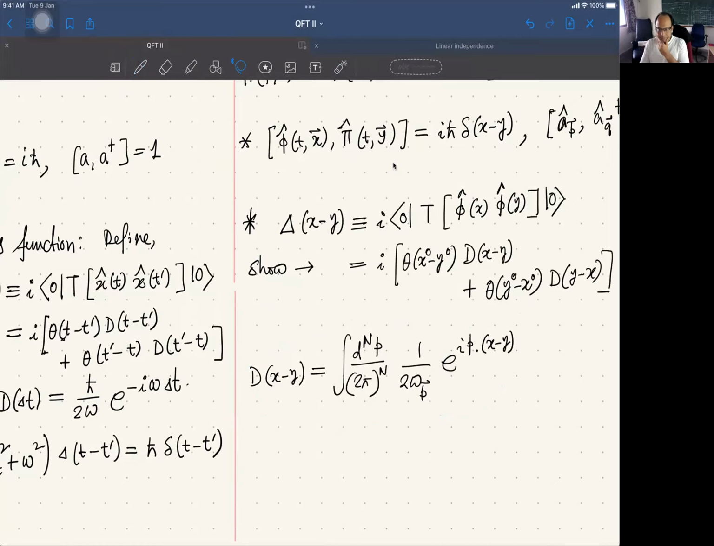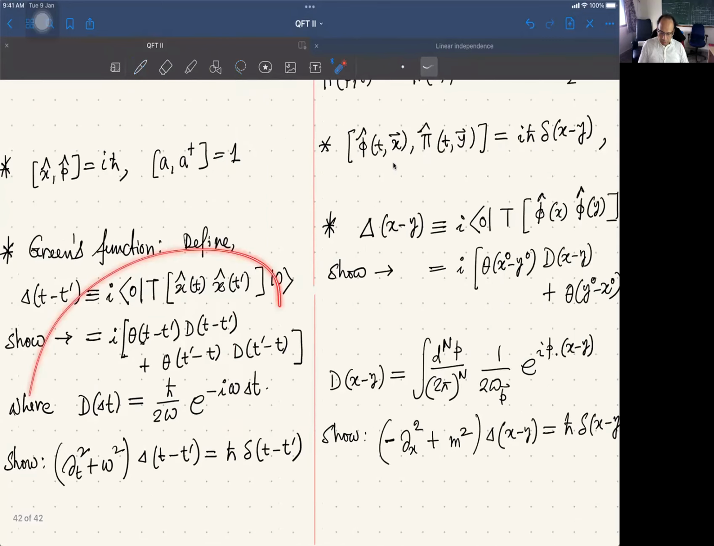And then also show that (minus del x square plus m square) acting on Delta(x minus y) is equal to h bar delta(x minus y). This is exactly analogous to what we get in the harmonic oscillator.